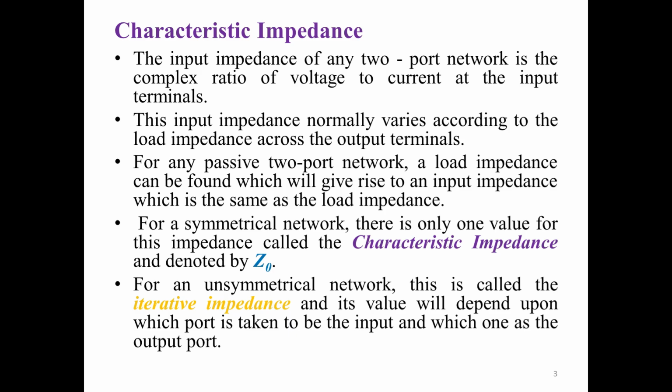For a symmetrical network, there is only one value for this impedance, called the characteristic impedance, denoted by Z0. For an unsymmetrical network, this is called the iterative impedance, and its value will depend upon which port is taken to be the input and which one as the output.